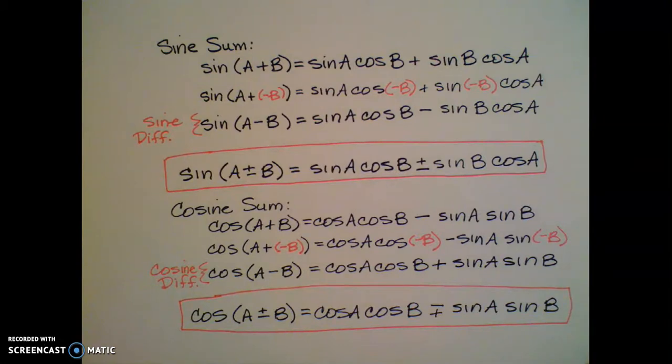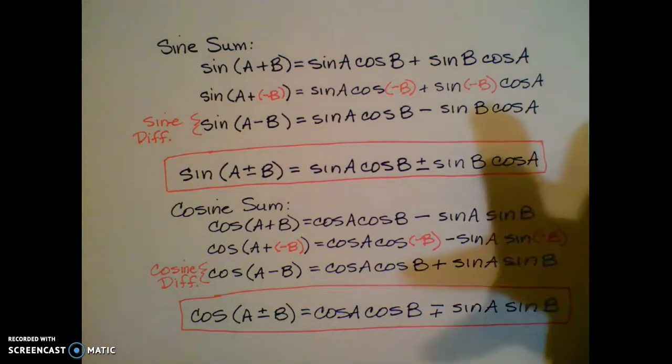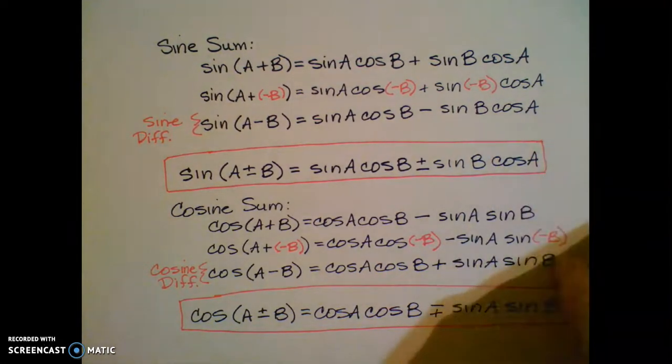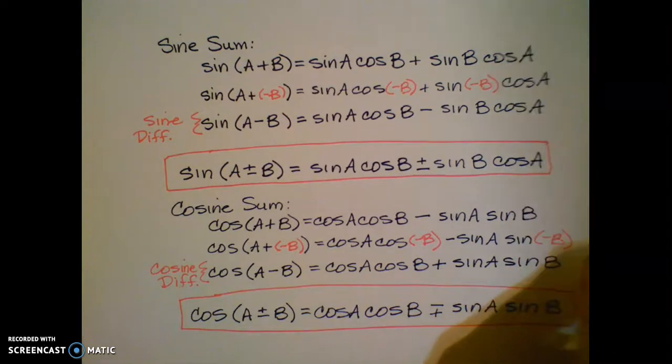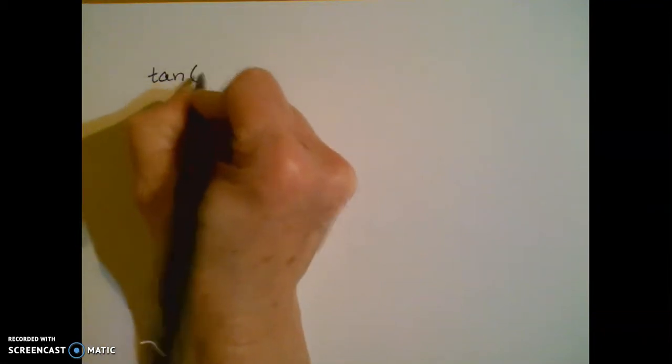So at this point, we've identified then 4 of the 6 sum and difference identities. The ones that we have left are the tangent identities. So let's take a moment and look at those. Now, one of the things that we have to be able to recall is that the tangent of any angle is equal to the sine of the angle divided by the cosine of the angle. So in that case, let's look at the tangent of the quantity A plus B.